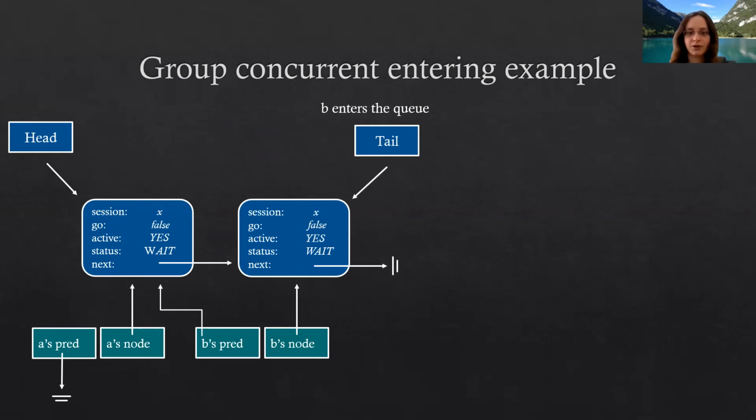Now B checks its predecessor, which is A, and sees that its predecessor requests the same session as it, but is not enabled. So B waits on its go until its predecessor notifies it that they can enter the critical sections. Next, A changes its status to enabled and checks if its successor, which is B, needs help to become enabled. In this case, A helps B to become enabled by changing B's go to true.